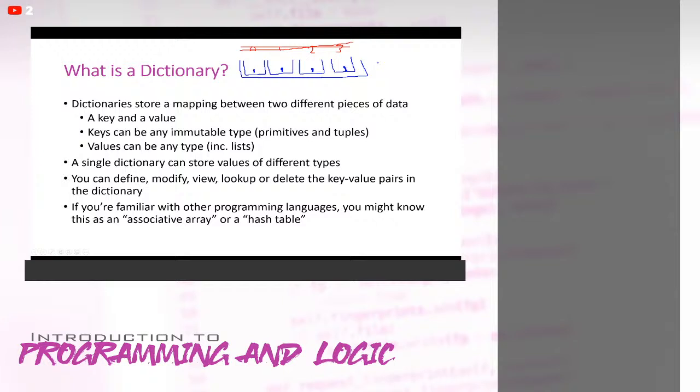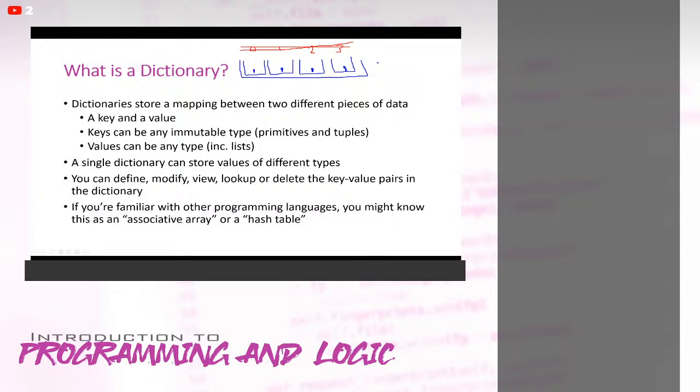And a single dictionary is heterogeneous, like our lists that we were talking about last week. We can take different types of data values and store them in a single dictionary. Your mileage may vary in terms of finding a solution for a problem that would make sense to use this. But it is an option. And you can define, modify, view, look up, or delete the key value pairs in a dictionary.